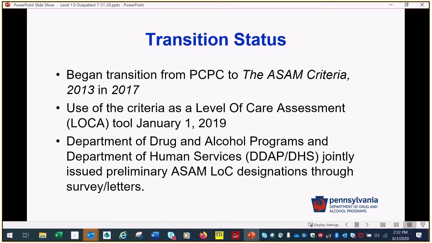While agencies have been trained and have been required to use the criteria for level of care assessment, as a whole, we have not directed the official alignment of service delivery to coincide with the criteria. We are now ready to move our system forward with the alignment of service delivery with the ASAM criteria, which takes us to next steps.